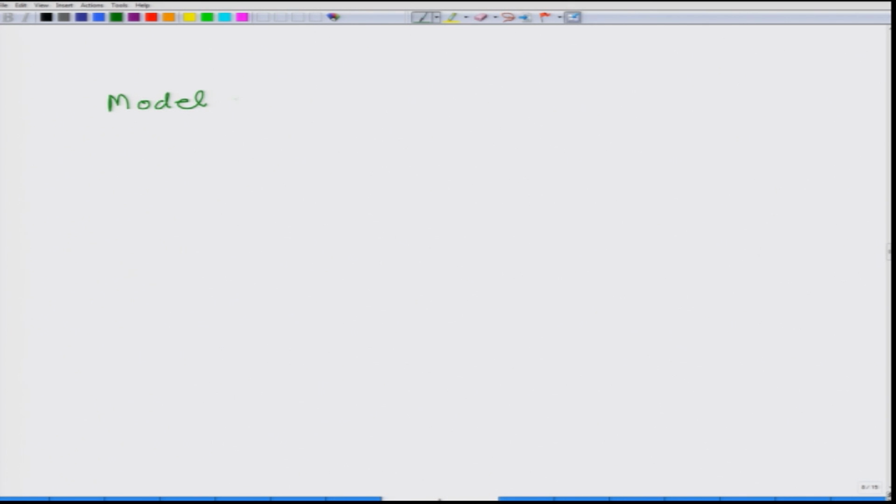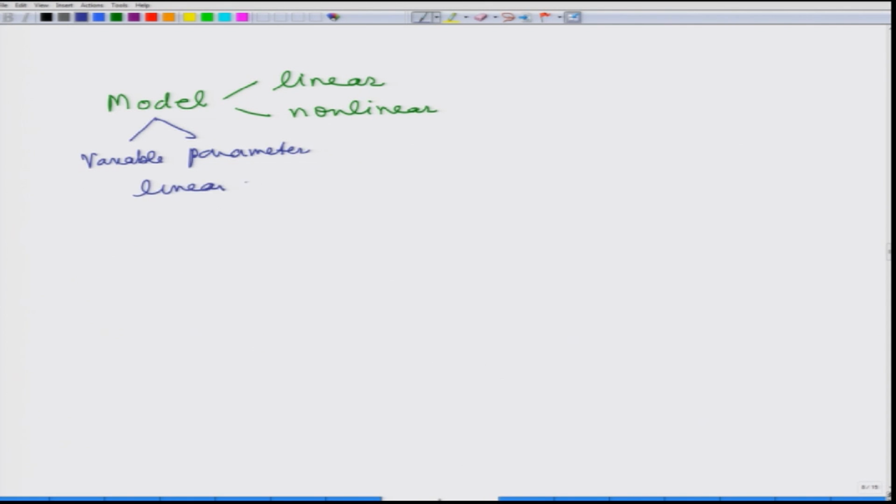Okay. So now we take up another concept in the model. A model can be linear or non-linear. And you have also seen that a model has two components: one is variable and another is parameter. So now the question is, when would you call a model linear? When it is linear in parameters or linear in variables? That is the question.